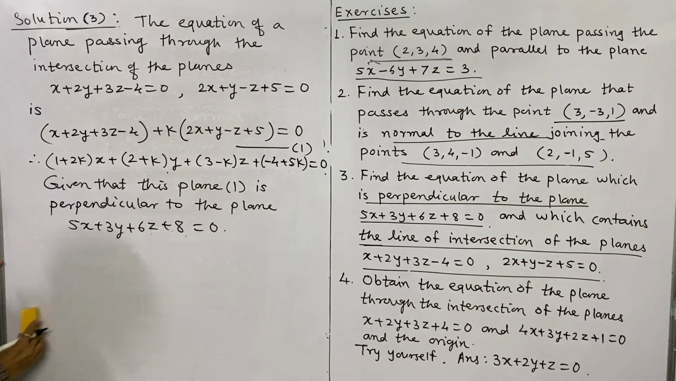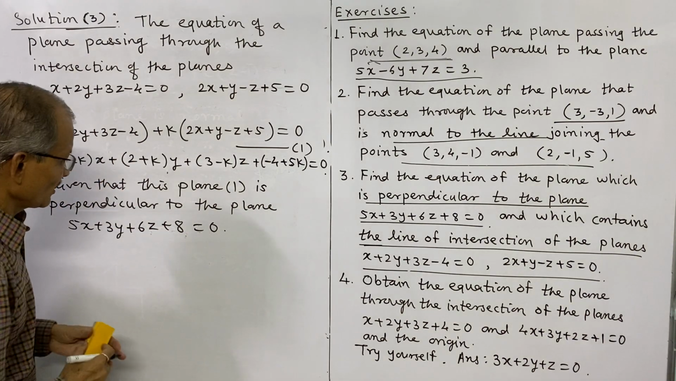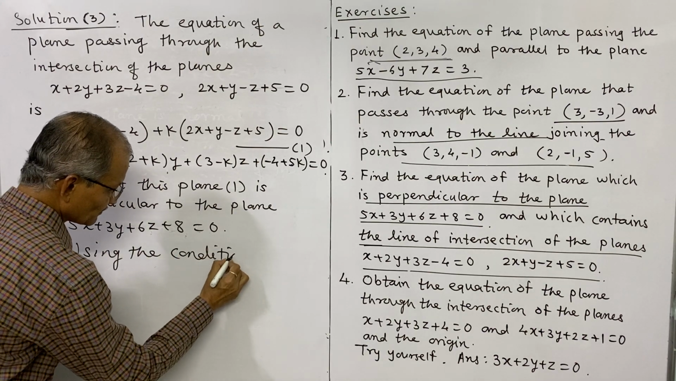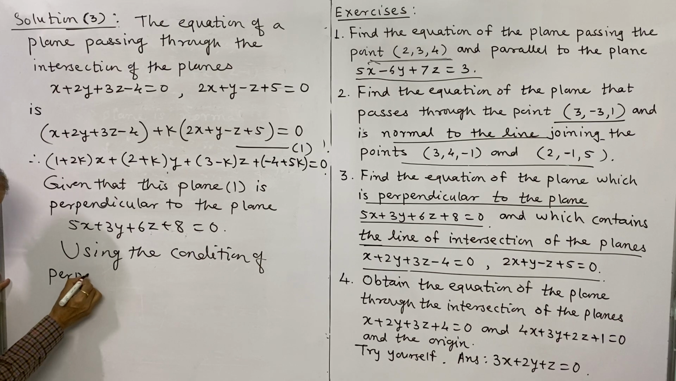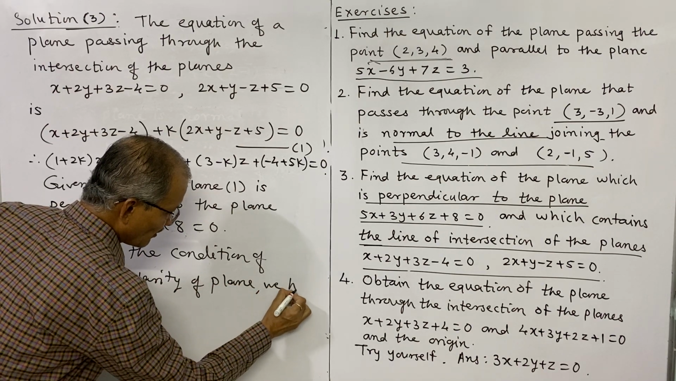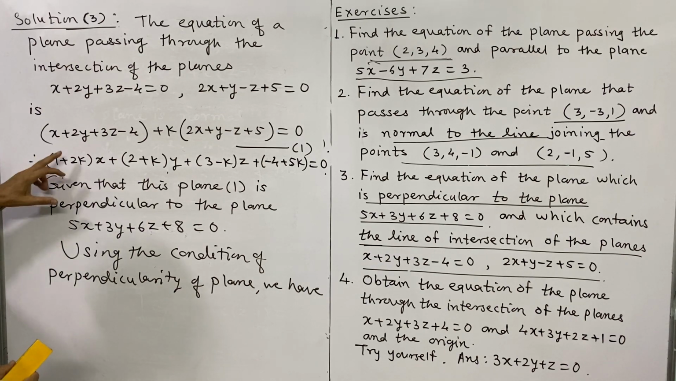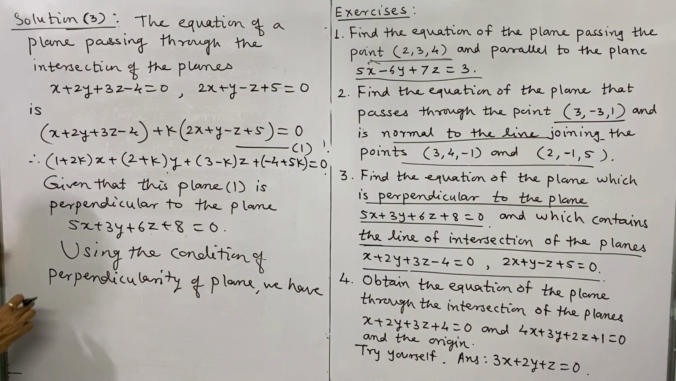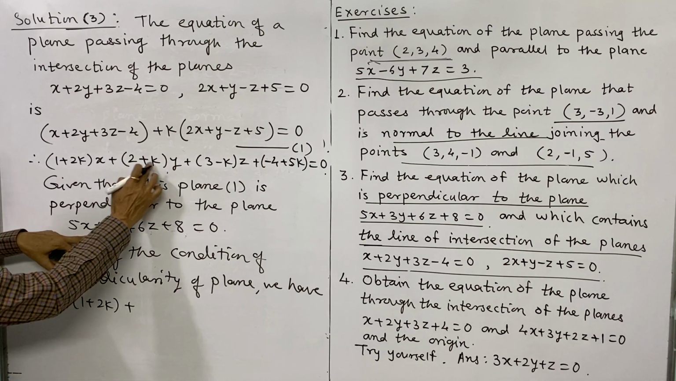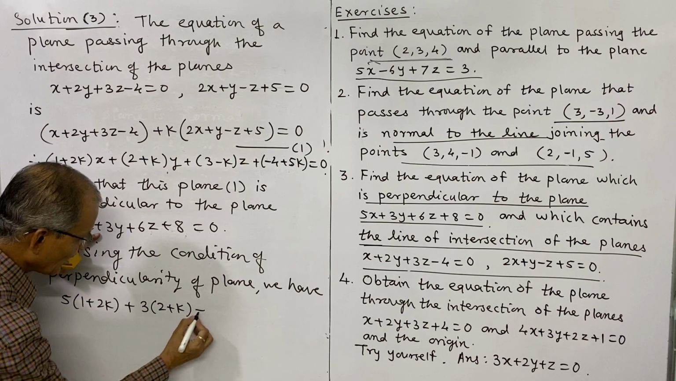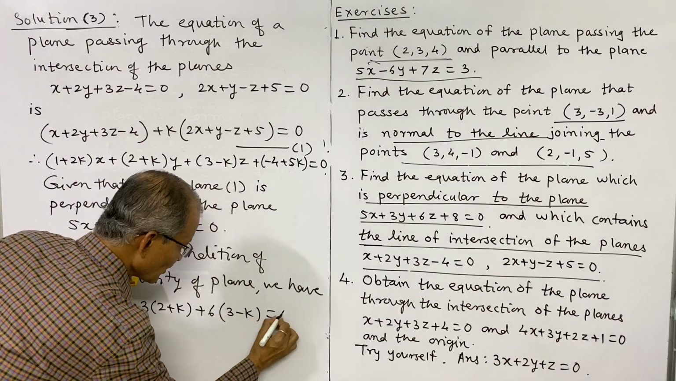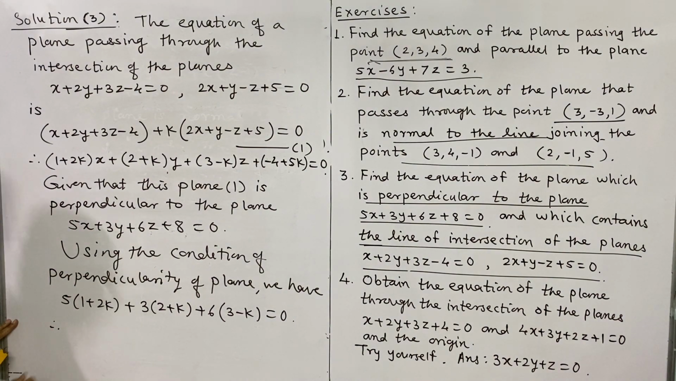So these two planes are perpendicular, and using the condition of perpendicularity of planes, we have their normals are perpendicular, means the sum of the products of their DRs of the normals is 0. So 5 into (1 plus 2k) plus 3 into (2 plus k), and next plus 6 into (3 minus k), and this is equal to 0. So we calculate the value of k from this equation.